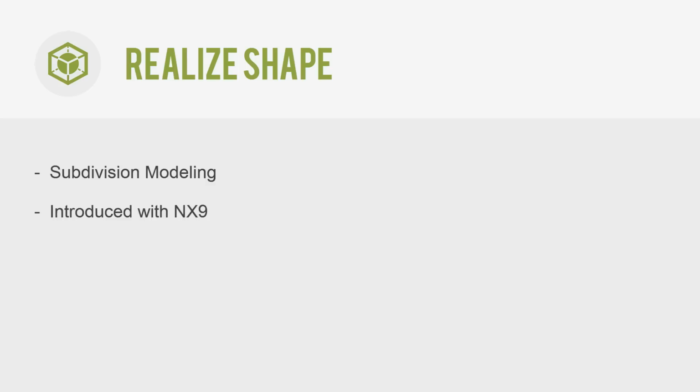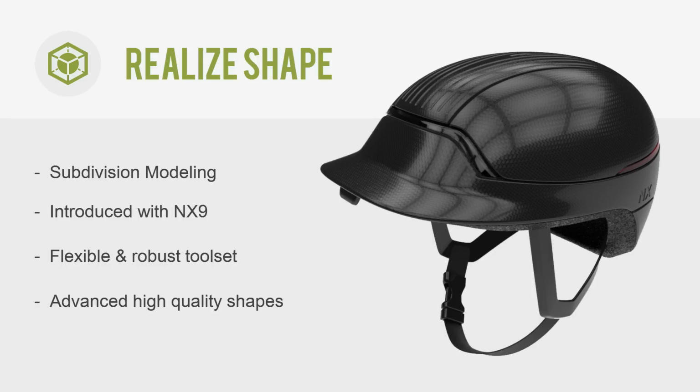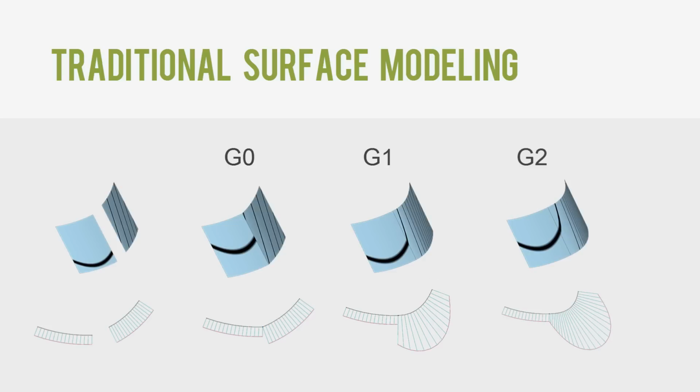Realize Shape, which is also known as subdivision modeling, was introduced with NX-9 in order to provide a more flexible toolset for creating advanced, high-quality shapes. Traditionally speaking, creating advanced surfaces in NX has been regarded as a somewhat tedious process, especially if you are inexperienced with workflows and the traditional parametric toolset, where you use splines, through-curves mesh, defining various degrees of G-continuity, etc.